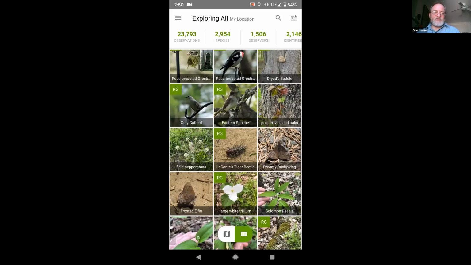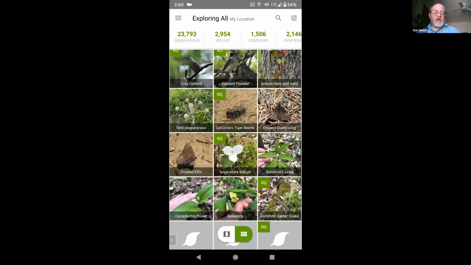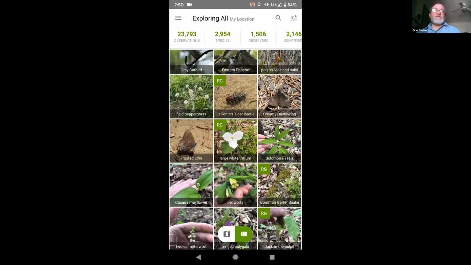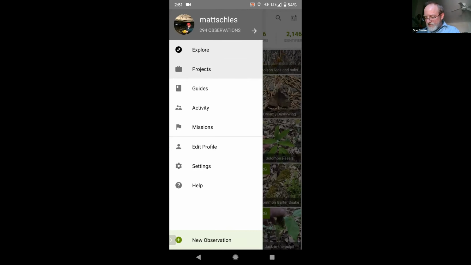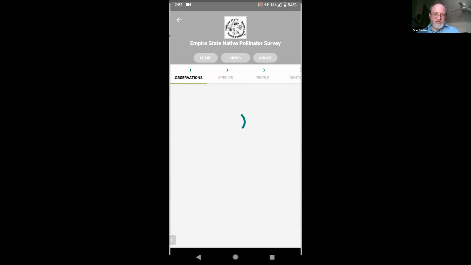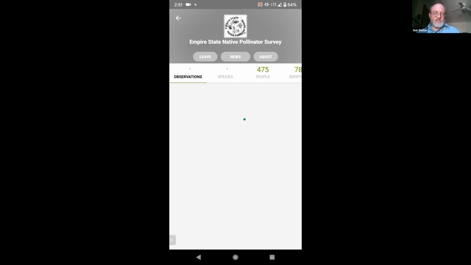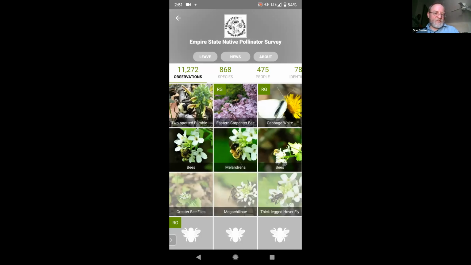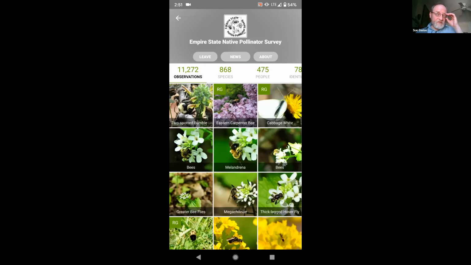And then within iNaturalist, you can build a project to collect observations that meet your criteria. We've done that with the Empire State Native Pollinator Survey. I'll go to Projects here. I have a few projects I've joined and participated in, and the third one down is the one that I built, called the Empire State Native Pollinator Survey. This is the homepage of the survey. Over the 2+ years of the project so far, we've gotten 11,000 plus observations of pollinators.